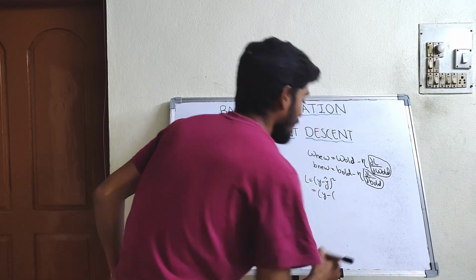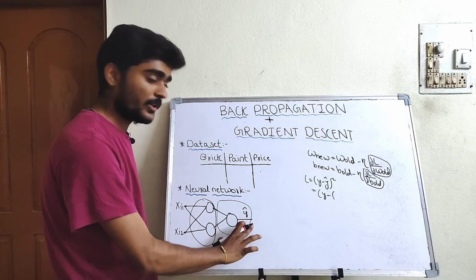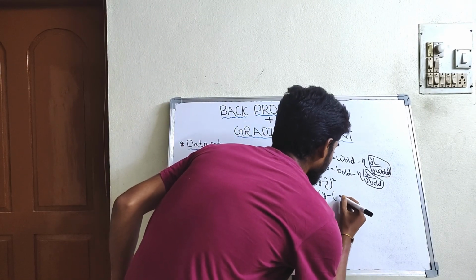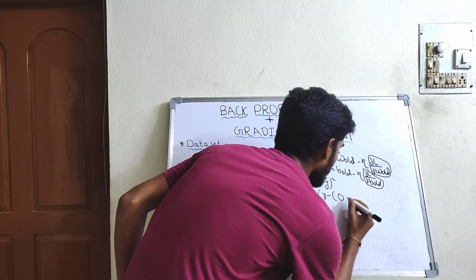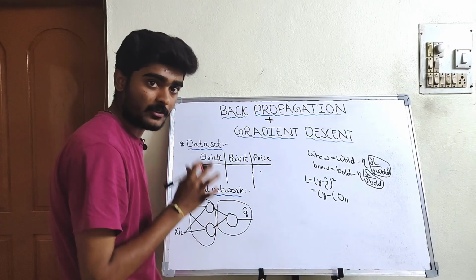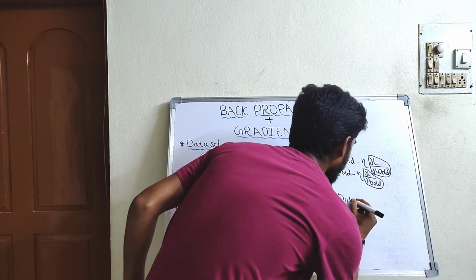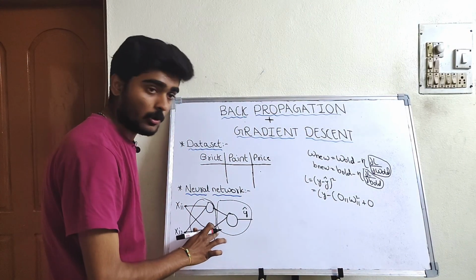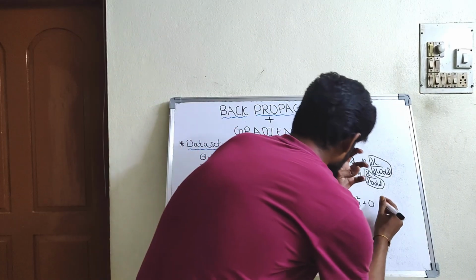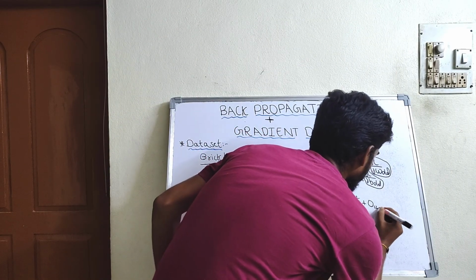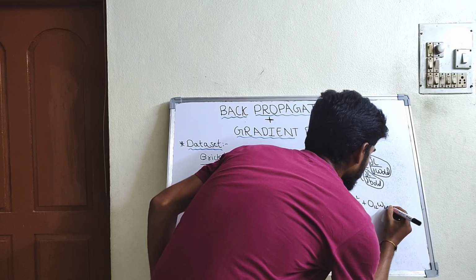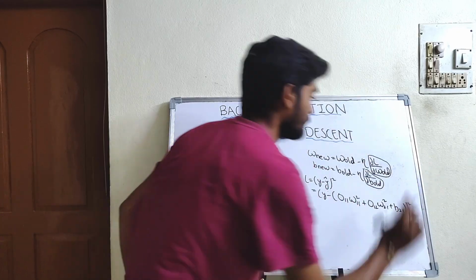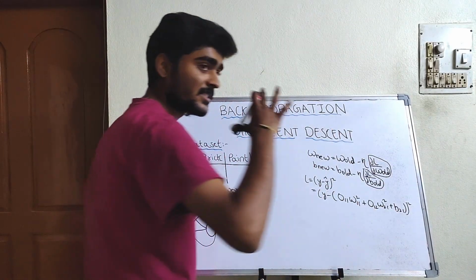Y minus, I'll be writing my first stage equation, that is from here to here. How can I actually represent this y hat value? Which comes out to be O11. O11 is the output of this node multiplied by W211, plus this node output multiplied with this weight, O12 multiplied by W212, plus B21, whole square. This is the expansion of stage 1.